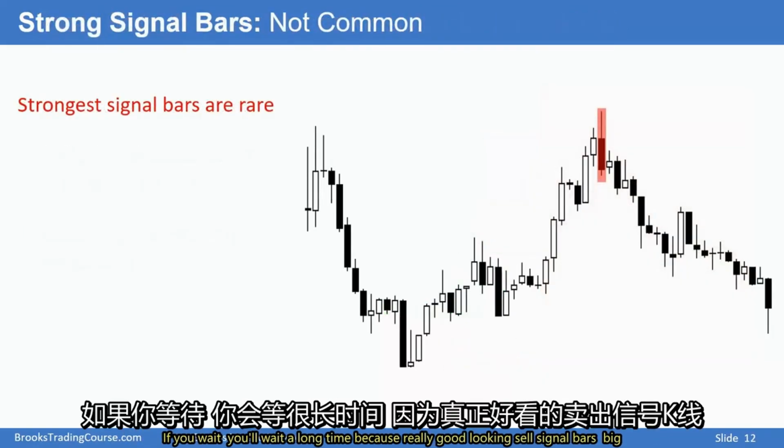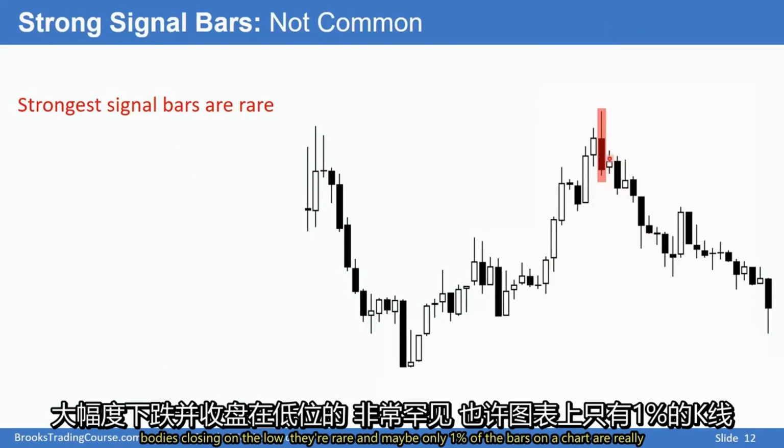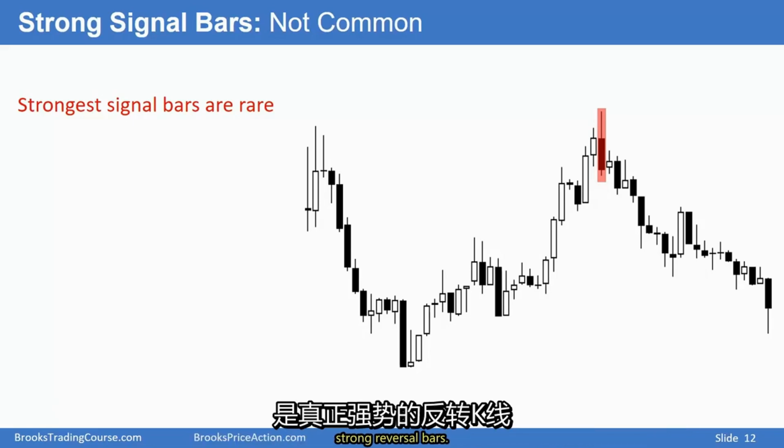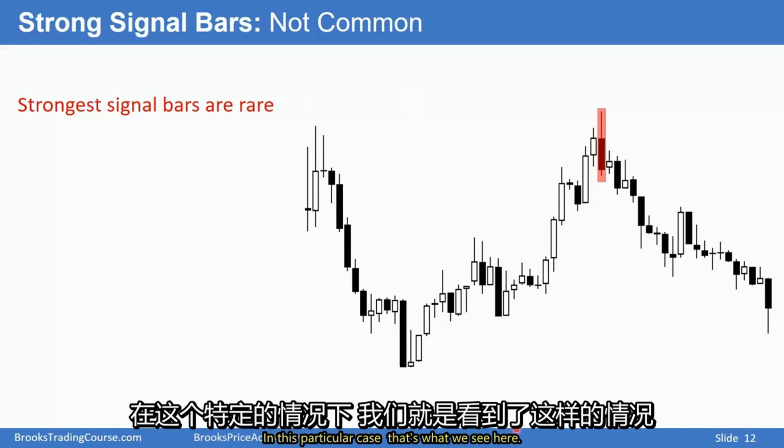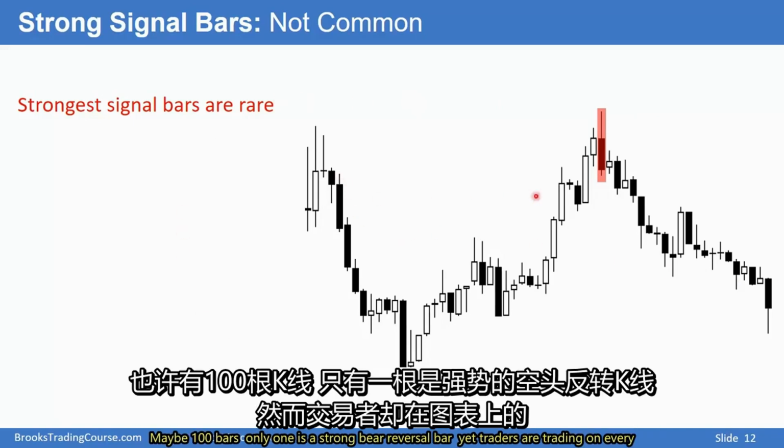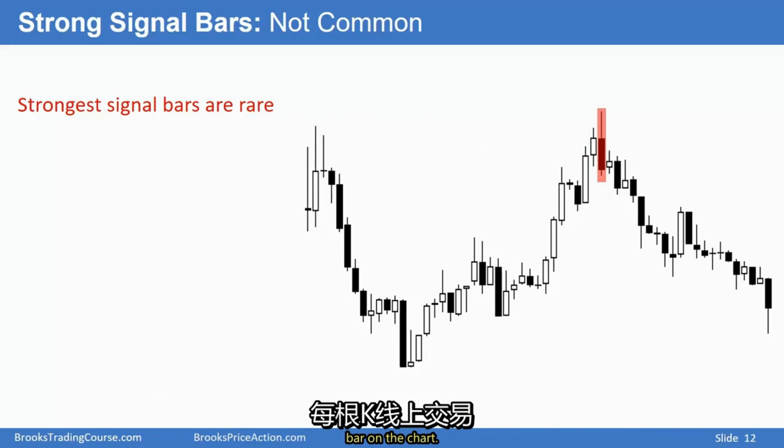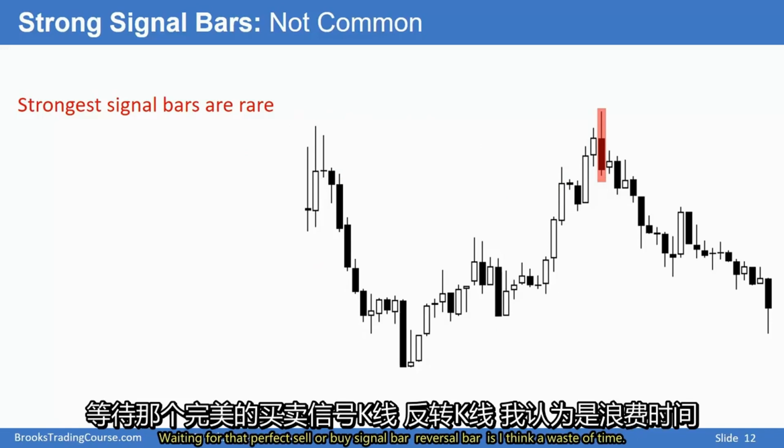If you wait, you'll wait a long time, because really good looking sell signal bars, big bodies closing on the low, are rare. Maybe only 1% of the bars on a chart are really strong reversal bars. In this particular case, that's what we see here. Maybe 100 bars, only one is a strong bear reversal bar. Yet traders are trading on every bar on the chart. Waiting for that perfect sell or buy signal bar, reversal bar, is, I think, a waste of time.